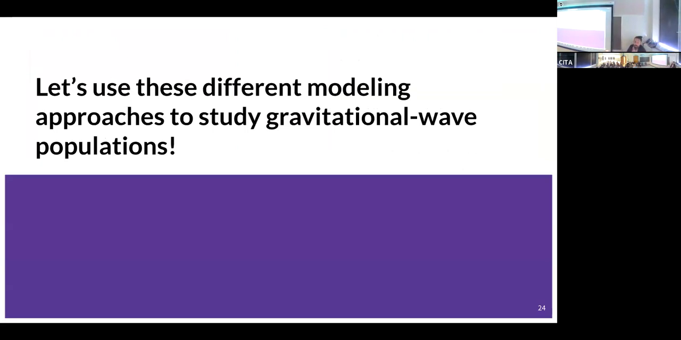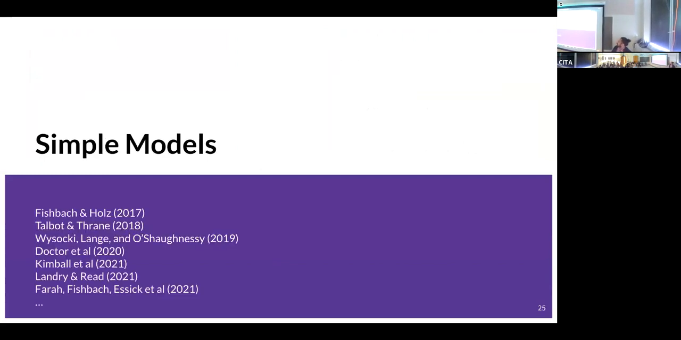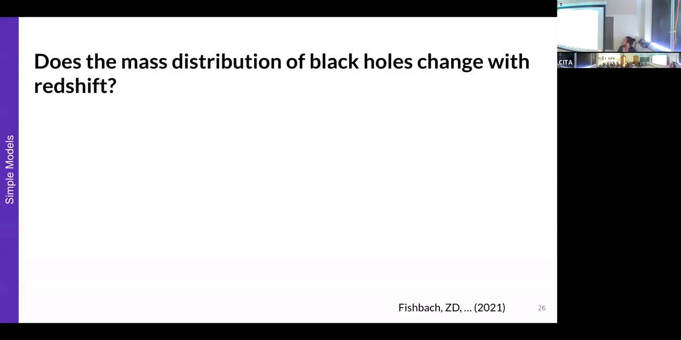Okay, so let's actually go on a little tour of using these different approaches to model the population of gravitational wave sources. So let's start with the simple models. I've just listed a few different papers here if anyone's interested in looking in some more detail at people who have done this type of thing. But I'm going to talk about a few specific works that I was involved with. So here was one. This was with some others in the room.